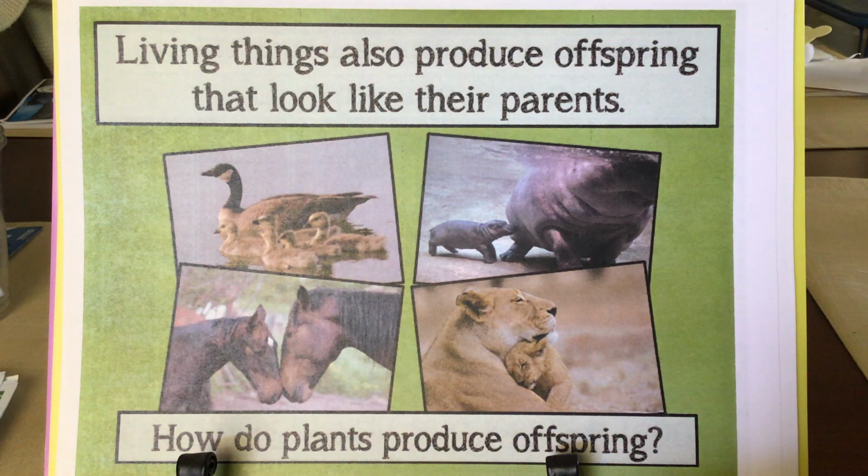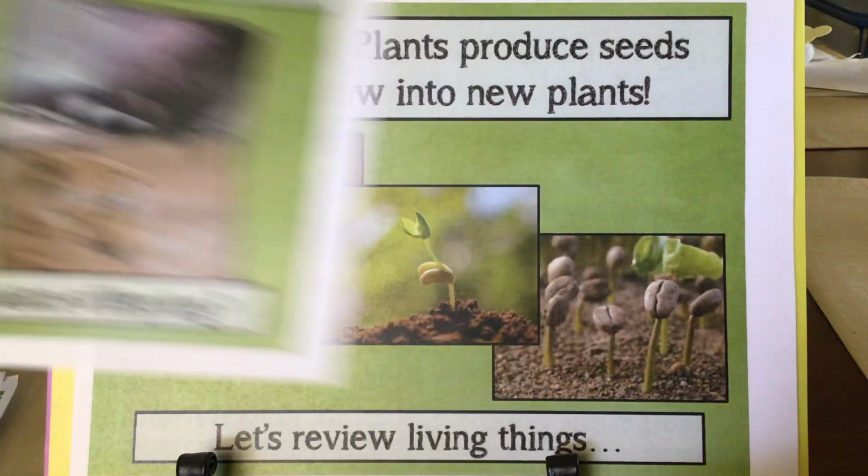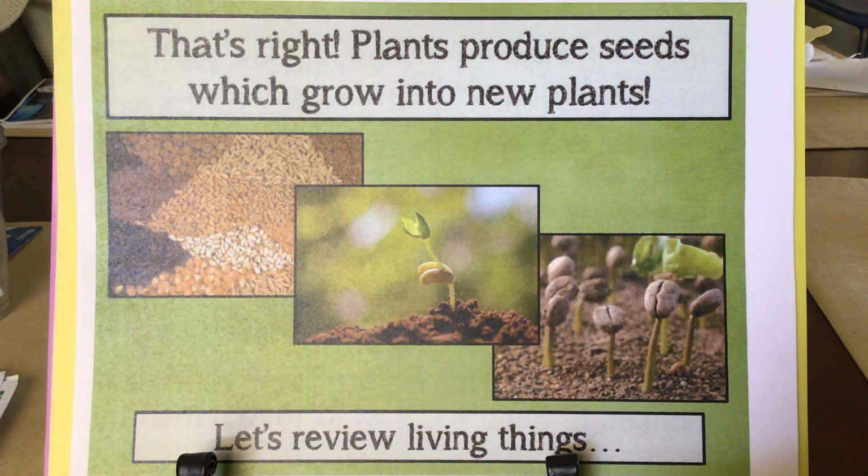Living things also produce offspring that look like their parents. Just like here we see the goose, and her little gooselings. We see the hippo and her baby hippo, and the lioness and her baby cub, and the horse with her foal or colt. Well, how do plants produce offspring? That's right. Plants produce seeds, which grow into new plants.